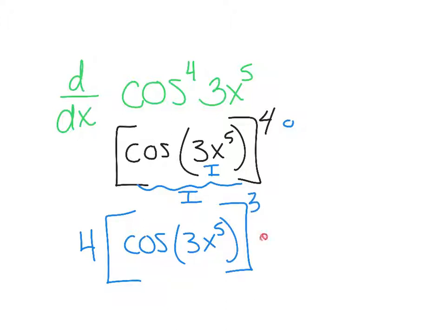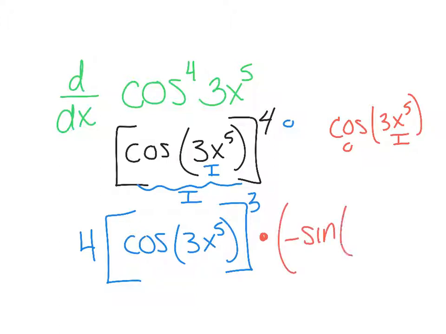Okay, so now times the derivative of the inside. So if it helps, you can rewrite your inside off to the side. The inside is cosine of 3x to the 5th. So I'm going to take its derivative, and it has an inside and an outside. So the derivative of cosine is negative sine. Keep its inside, so 3x to the 5th, times the derivative of that inside, which would be 15x to the fourth. And there you have it. So now I would just clean it up from this point.